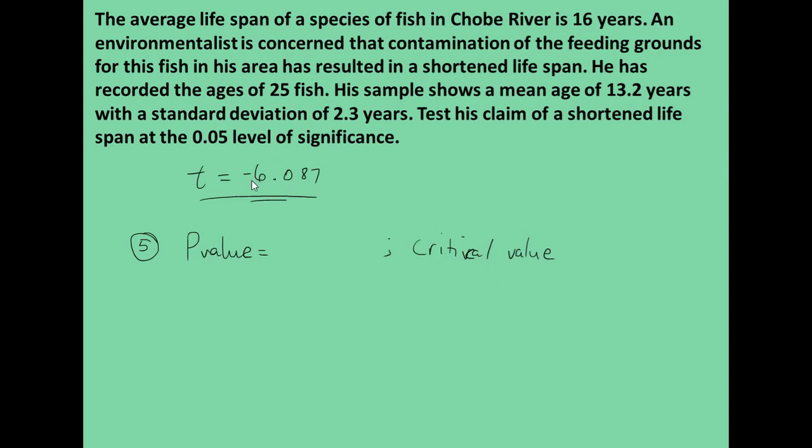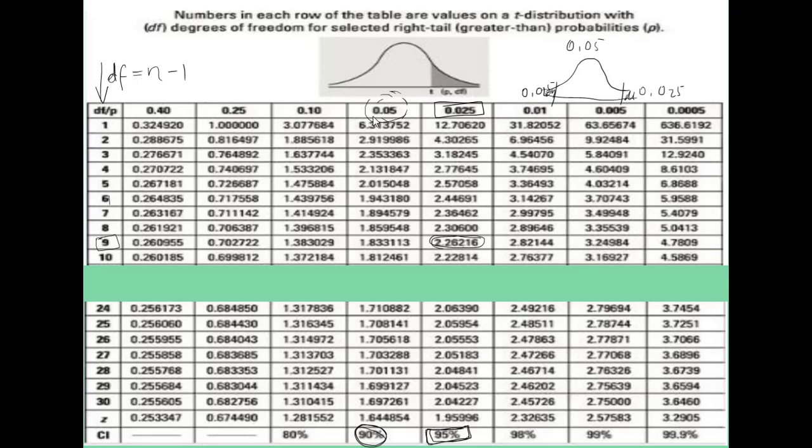Remember that in order to use the t-distribution, we need degrees of freedom. The degrees of freedom are given by n minus 1. In this case, our sample size n is 25, minus 1 is 24. So our degrees of freedom are 24. So let's go to the t-distribution table. This is the t-distribution table that we discussed earlier. Our degrees of freedom are here, 25 minus 1, which gave us 24.